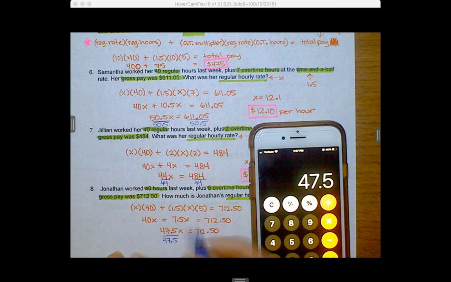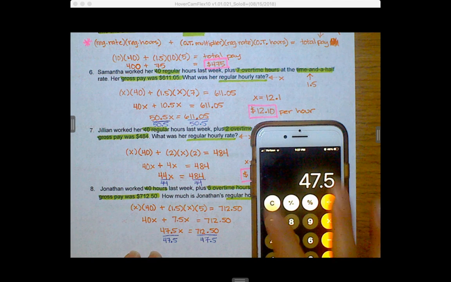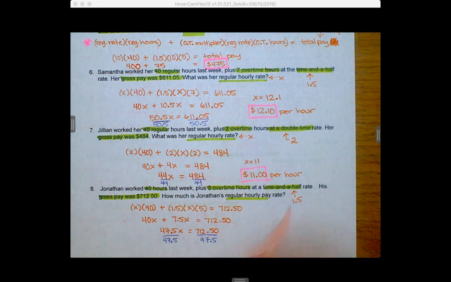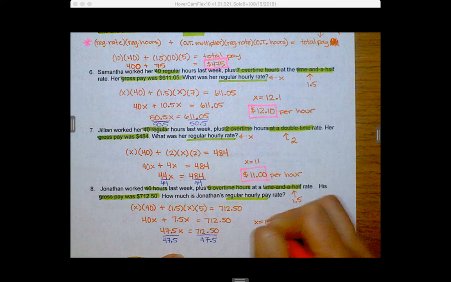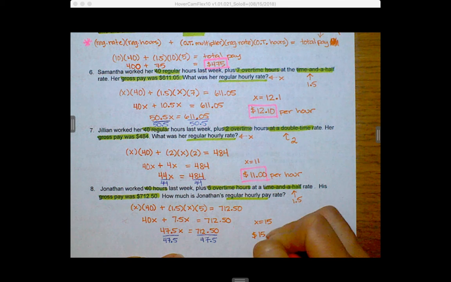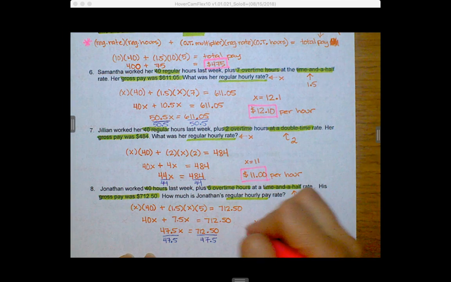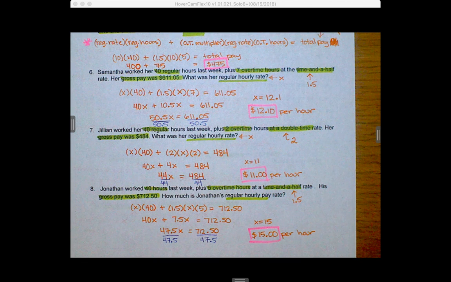So I'm going to divide by that number. Okay, so 47.5 is dividing into 712.5. Okay, so I get x equals 15. So remember, this is an hourly rate of pay. So this really means $15 per hour. Okay, so that is the hourly rate of pay. All right.